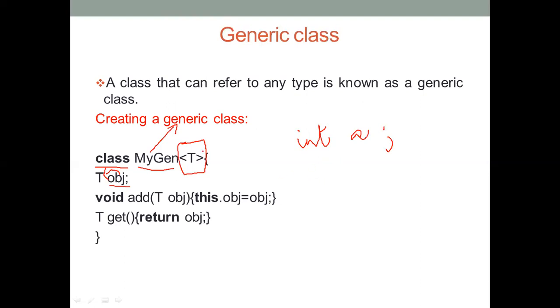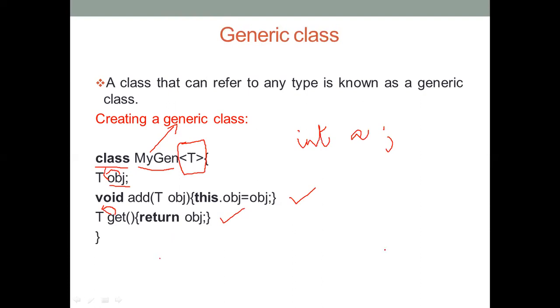Now T behaves like a data type. In a generic class, T behaves like a data type. So when I say T object, that means the object will be of type T. Then I have written 2 methods, add method and get method. In the add method, I have one parameter of type T, and I am just initializing the value. The get method returns a value of type T. So the return value is given as T. This is how you create a generic class.